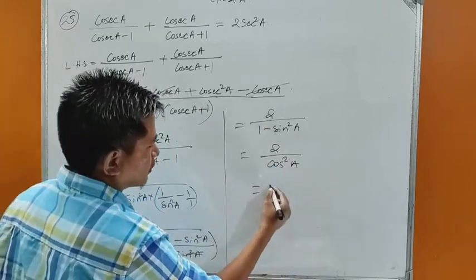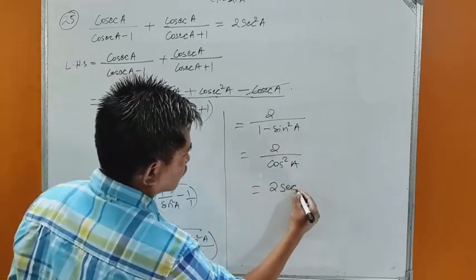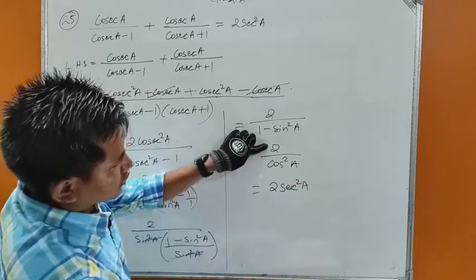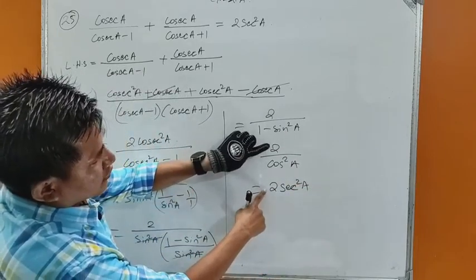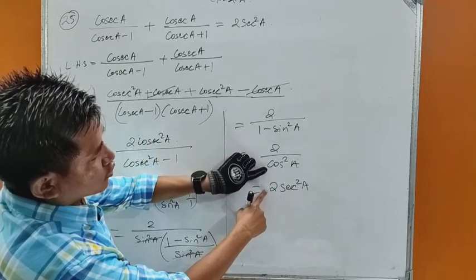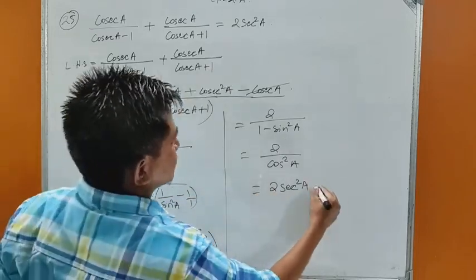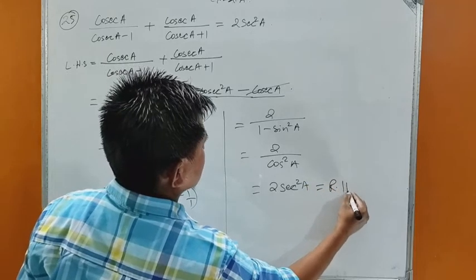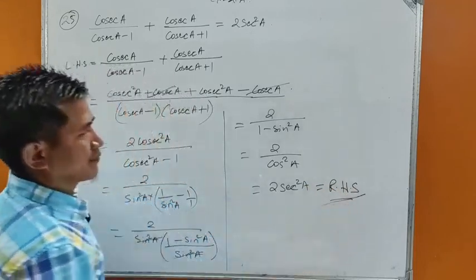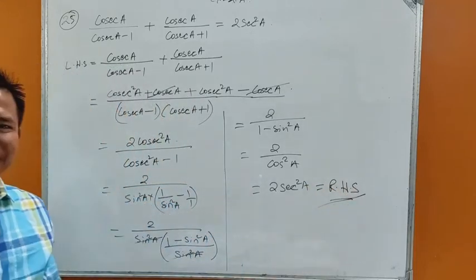Equals cos square A. When we take it to the numerator it becomes sec square A. 2 sec square A. This 2 is this 2 already; it was in the numerator. Now cos square A goes to the numerator and becomes sec square A. This is what we have in the right hand side. RHS. Hence proved. I hope you got this.